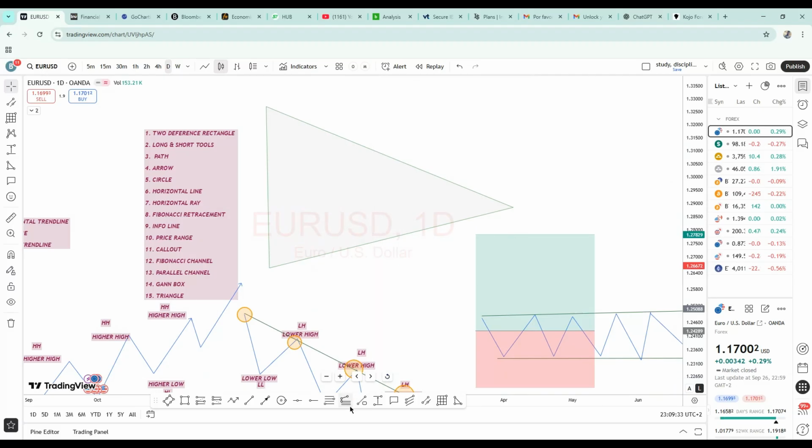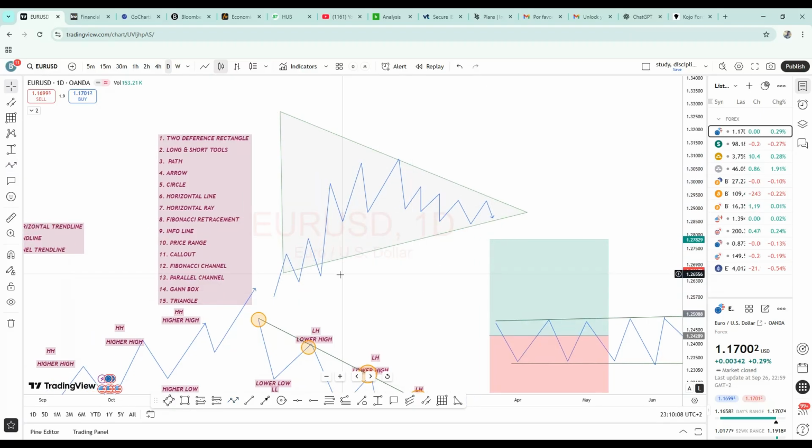If I see a pattern that the market is creating and it looks strange to me, let's say the market is creating higher high, higher low, higher high, higher low, and then it keeps creating something like this. Sorry for my drawing. So this is the triangle that the market usually creates.